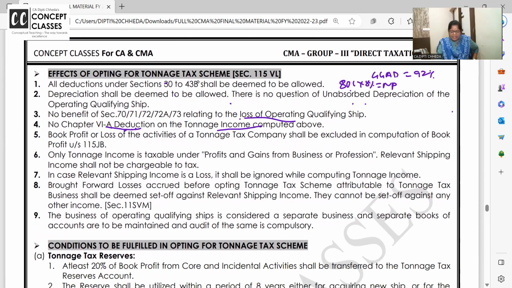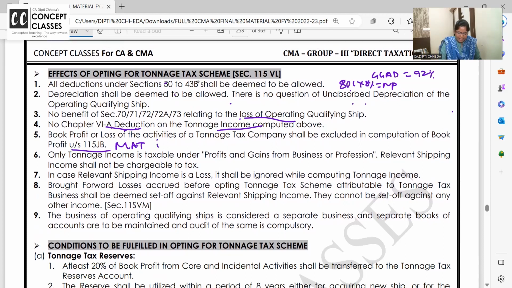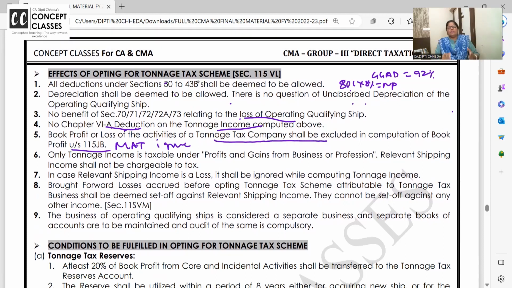Book profit or loss from the activities of tonnage tax shall be excluded in the computation of book profit under 115JB routine. जो आप बुक प्रॉफिट निकाल रहे हो अगर मैट के लिए, तो ignore टनेज टैक्स स्कीम. You have 5 to 6 ships. For one qualifying ship, you are going for the tonnage tax. Baki your routine book income, so that will be ignored for MAT.